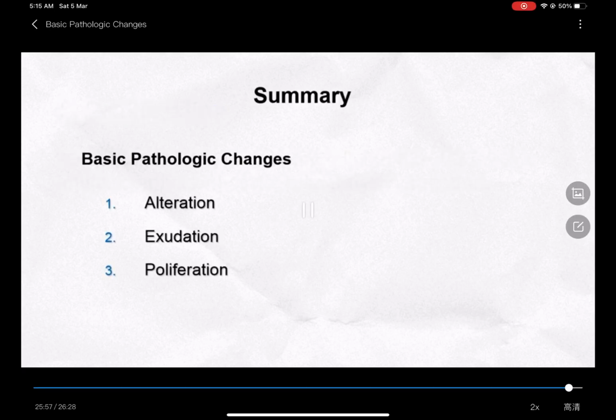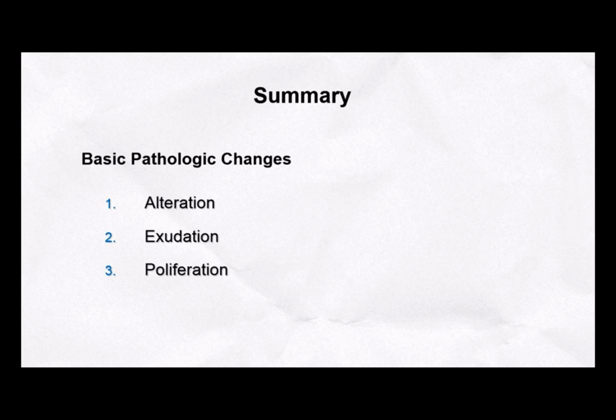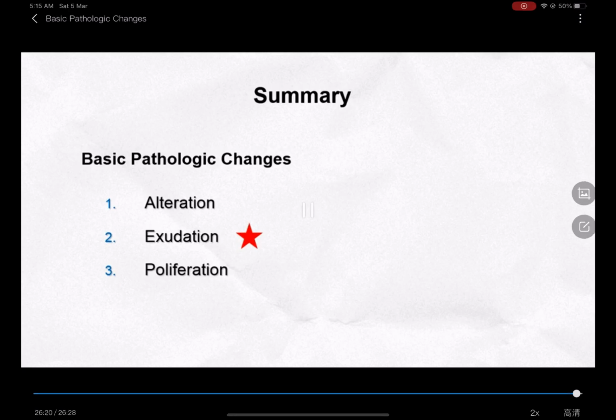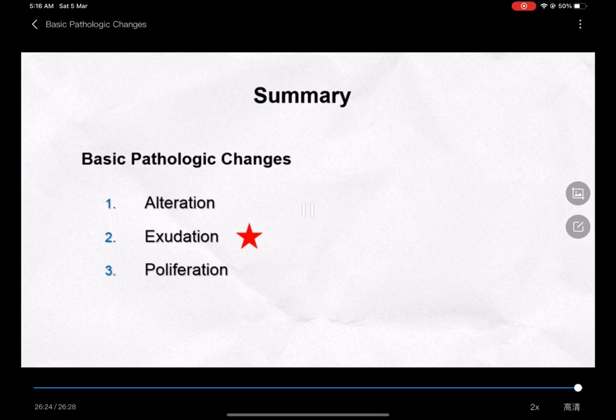Now, let's make a summary for this section. In this section, we have talked about the basic pathologic changes. The basic pathologic changes include alteration, exudation, and proliferation. Exudation is the most important feature of the inflammatory reaction. We have talked about the mechanisms and the process of exudation. That's all for the section.